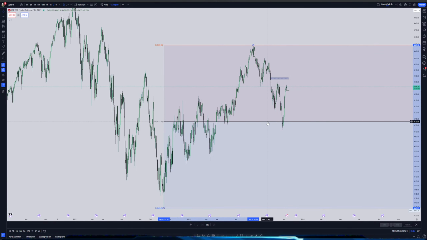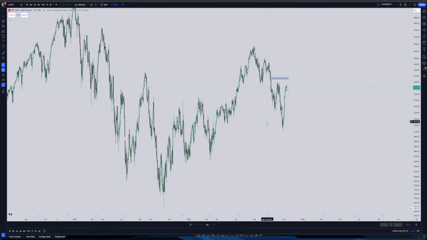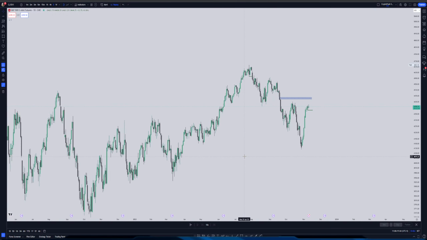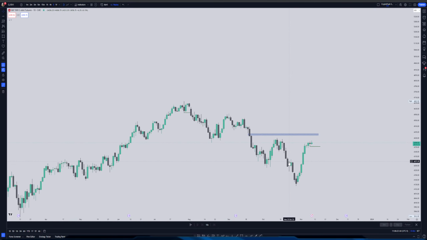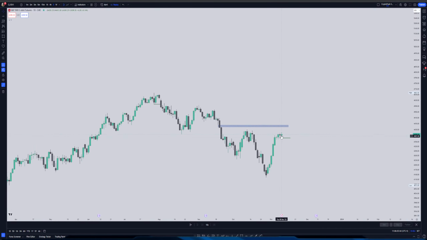Okay, that's one thing. Now the other thing to think about is that the market disrespected so many bearish fair value gaps, so many. Now if it reverses, I want to see if it's respecting or disrespecting that.